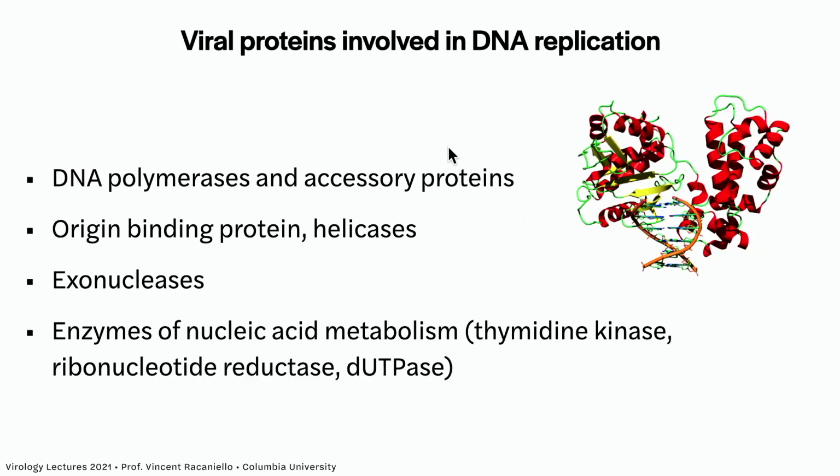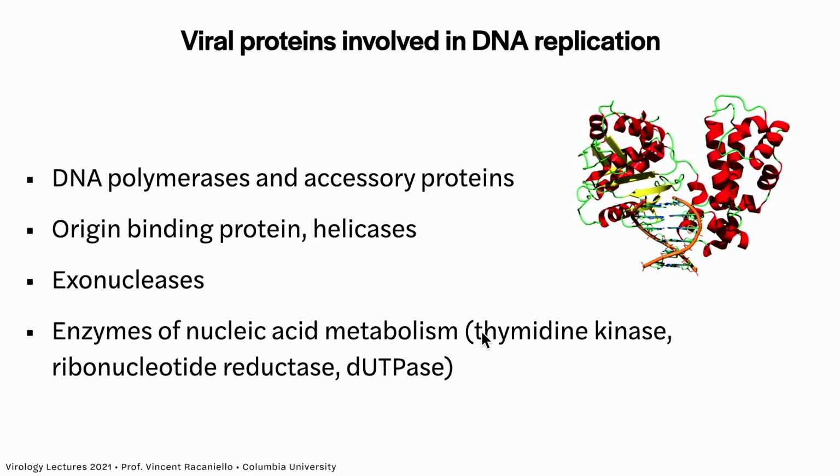So what proteins are we talking about here? We're talking about DNA polymerases and accessory proteins. In our eukaryotic cells, there are a number of DNA polymerases that have different functions, as you'll see. And then there are other accessory proteins that are needed. It's a complicated series of reactions. These include origin binding proteins. Remember, the origin is where DNA synthesis begins. And helicases that unwind DNA. Exonucleases to cut away the primer.